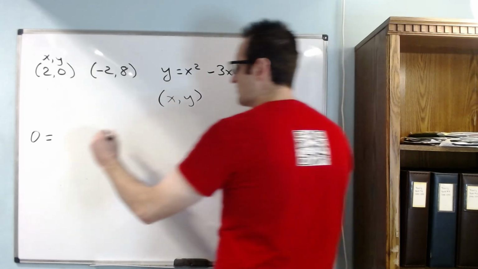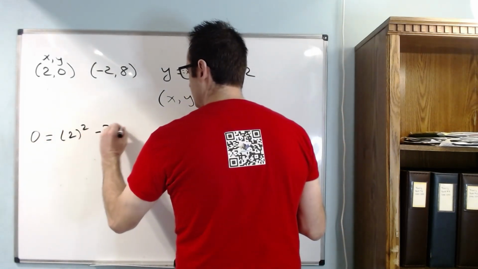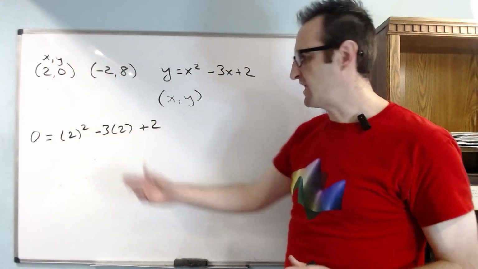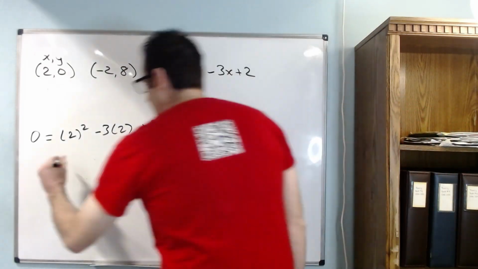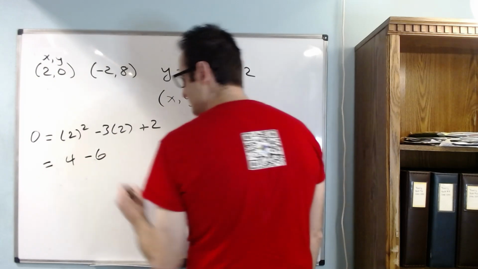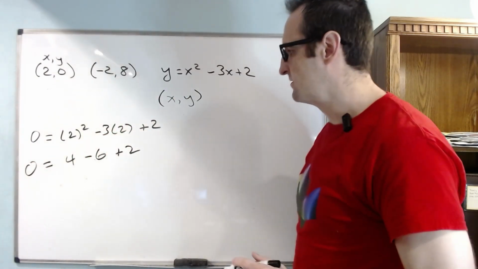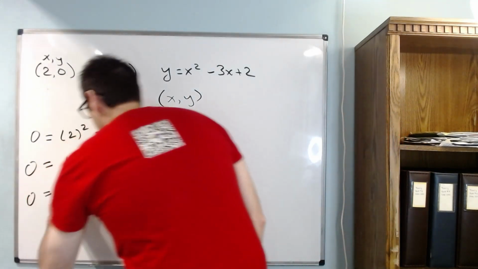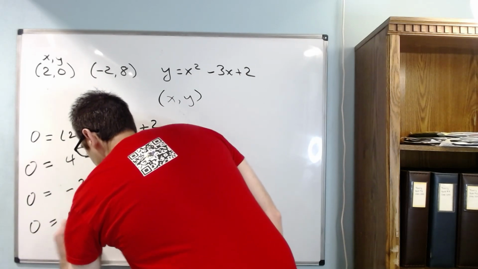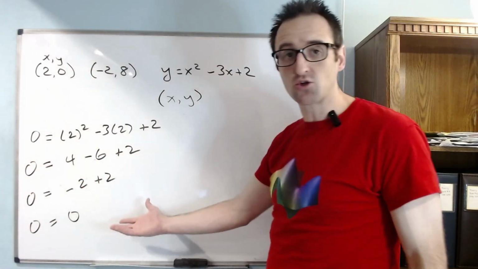So we plug x in here, we get 2 squared minus 3 times 2 plus 2. And we just need to simplify it. So we square the 2 to get 4. Negative 3 times 2 is negative 6, plus 2. And we're trying to see if that's equal to 0. Continuing to simplify, 4 minus 6 is negative 2, plus 2 results in 0. And so we end up with the equation 0 is equal to 0, which is a true statement.